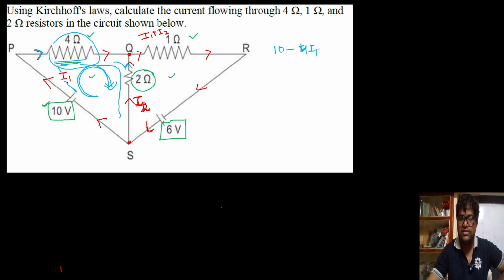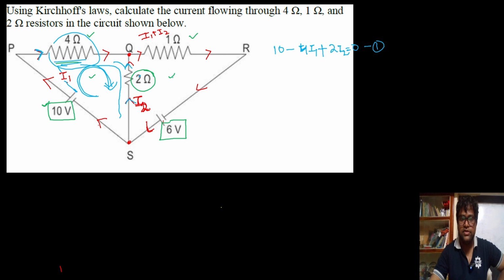So we can write this is plus, I'll use like this. If I am meeting the current in opposite direction, I'll use a plus. So plus 2I2 and this is equal to 0. So changes equal to 0. So this is my equation number 1.